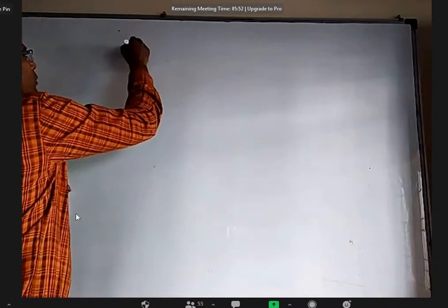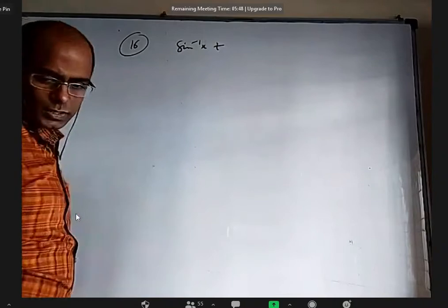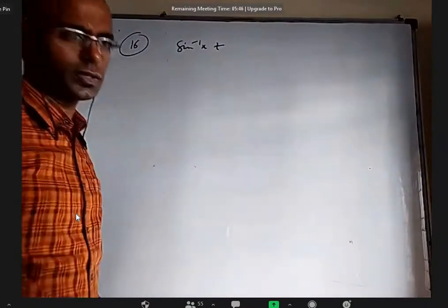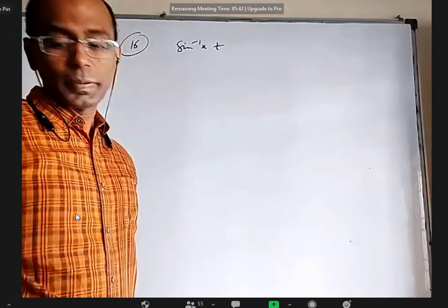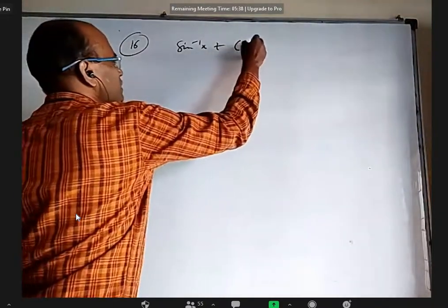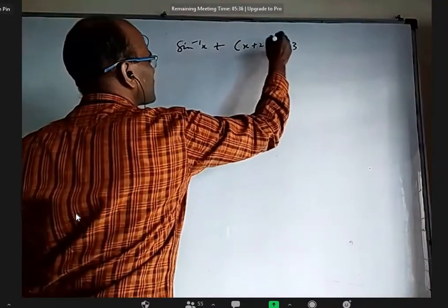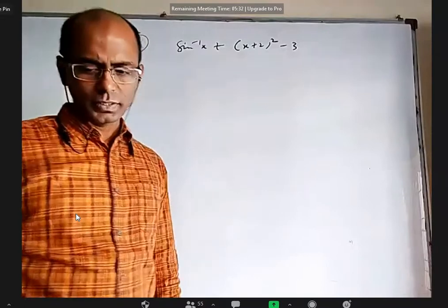Okay, 16th one. It is sine inverse x plus x square plus 4x plus 1. I want to make a perfect square. Generally, for a quadratic expression, when you make it a perfect square, you can find the range easily. So it is (x plus 2) whole square minus 3. I have to add 3 and subtract 3 and write like that.